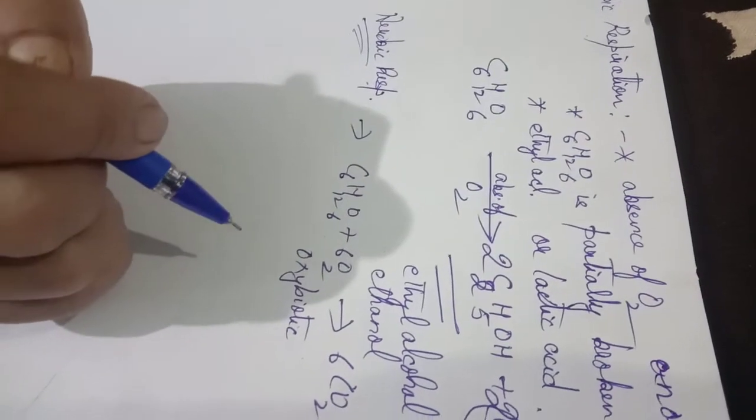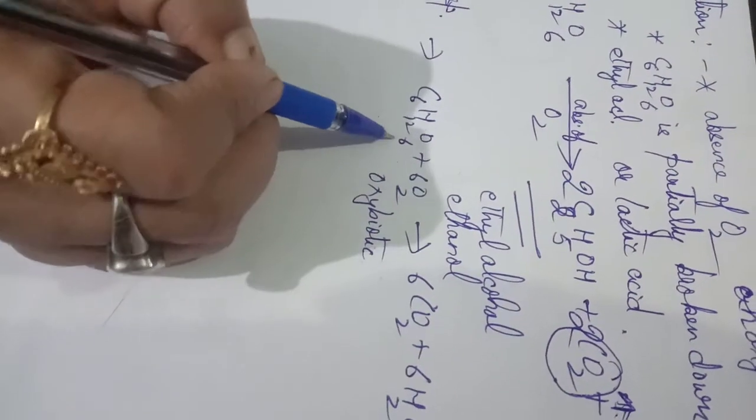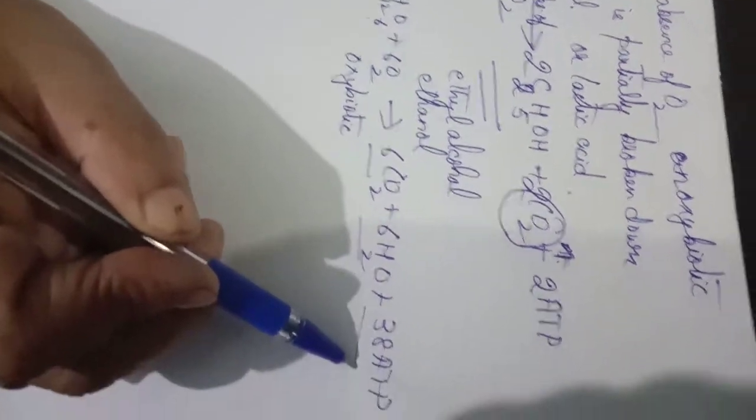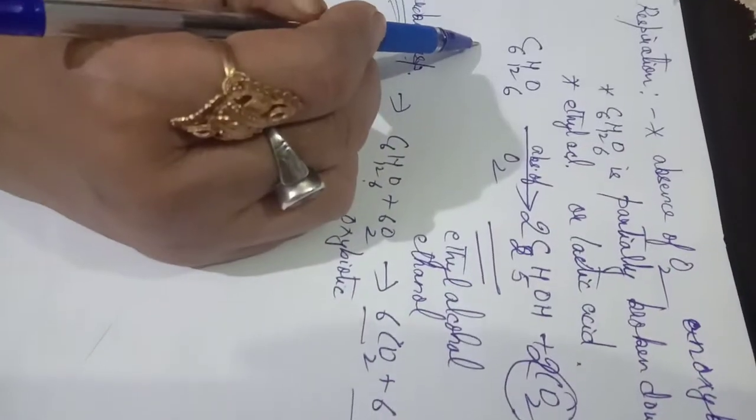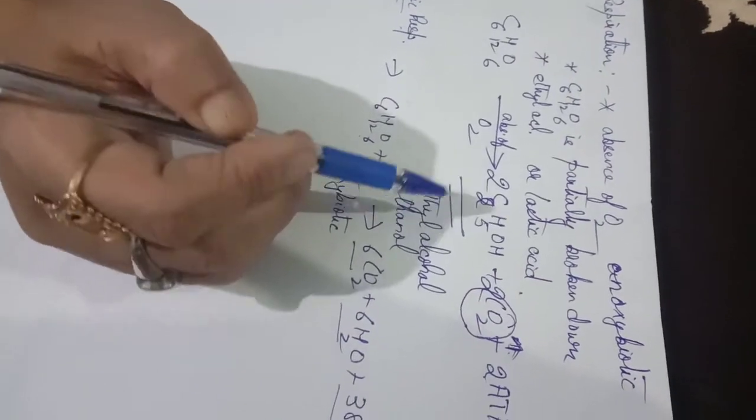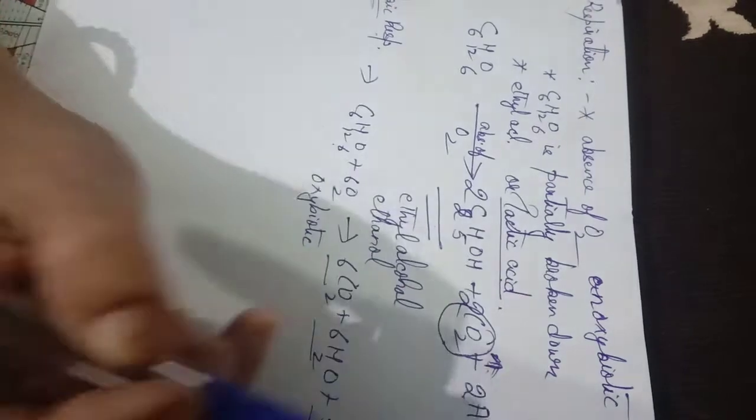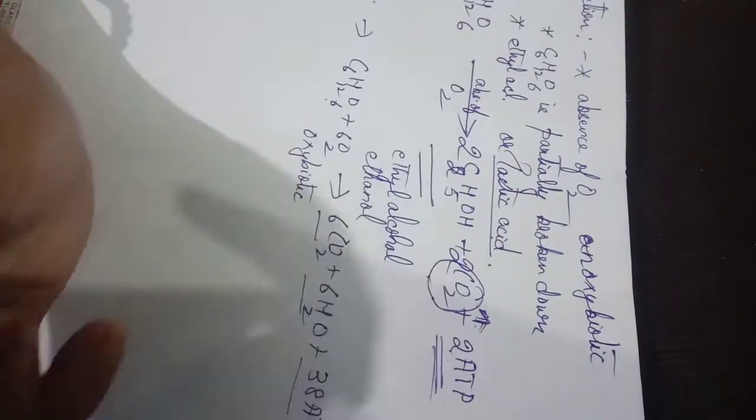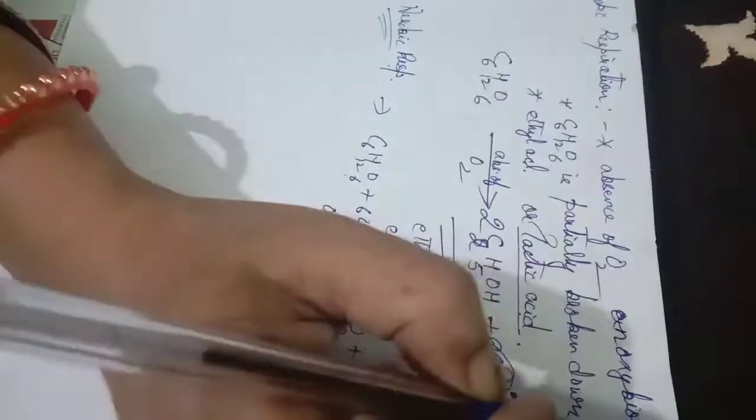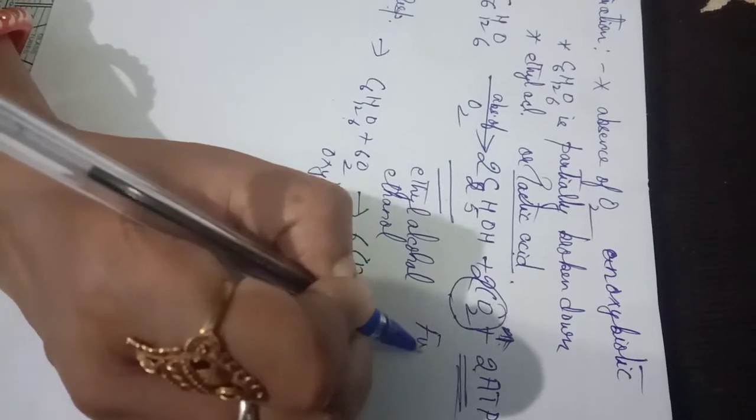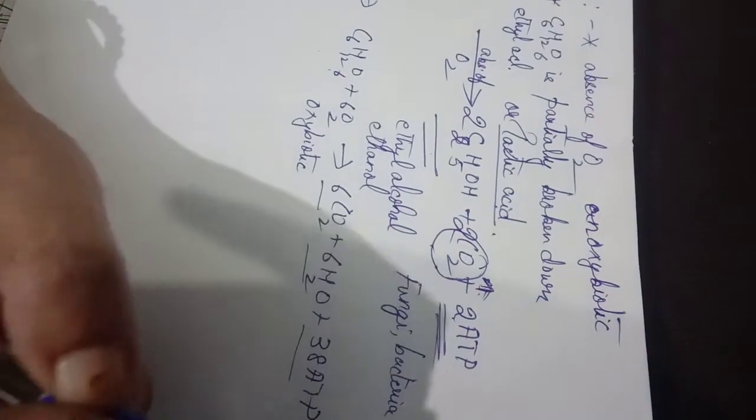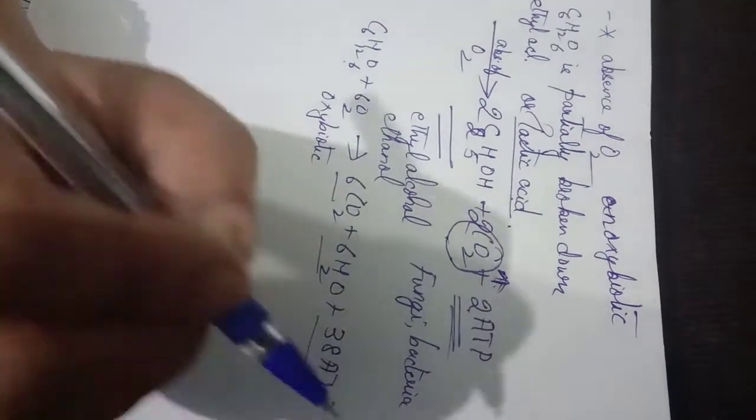The first point of difference, what will you write? In aerobic, glucose is completely broken down into carbon dioxide, water and 38 ATP. Whereas in anaerobic respiration, it is partially broken down into ethyl alcohol or ethanol, or lactic acid in animals, and carbon dioxide, and the amount of energy is only 2 ATP. Second point of difference, anaerobic respiration takes place in fungi and bacteria. Clear? Whereas certain seeds also can respire anaerobically, but for a limited period.